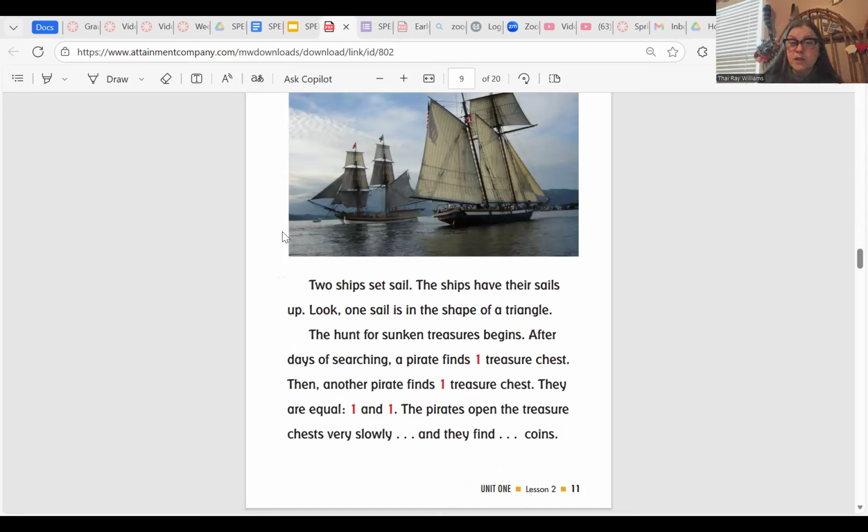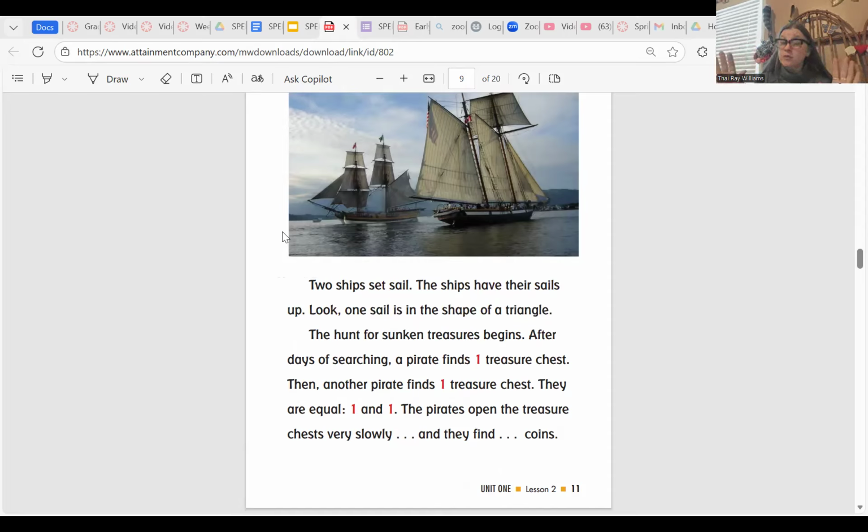The hunt for sunken treasure begins. After days of searching, a pirate finds one treasure chest. And with the curriculum, they have one treasure chest. So with your stories, I encourage you to use manipulatives if you can. A pirate finds one treasure chest. Then another pirate finds one treasure chest. They are equal. One and one.